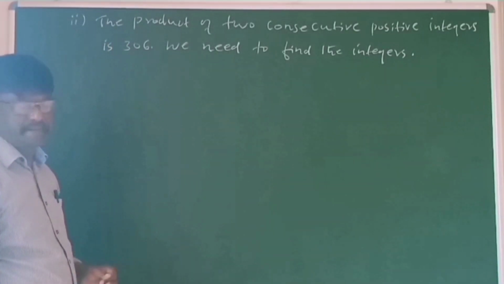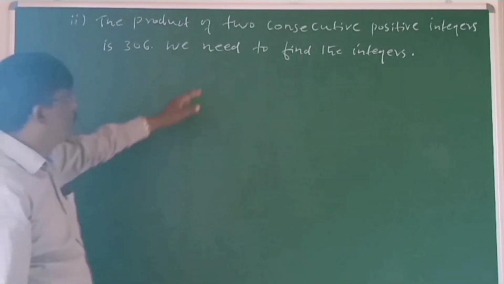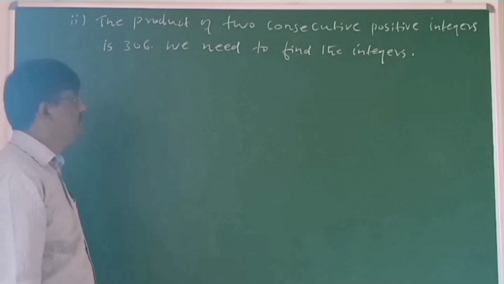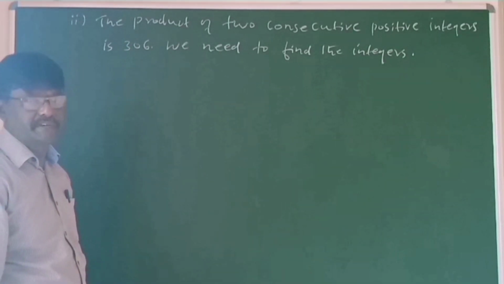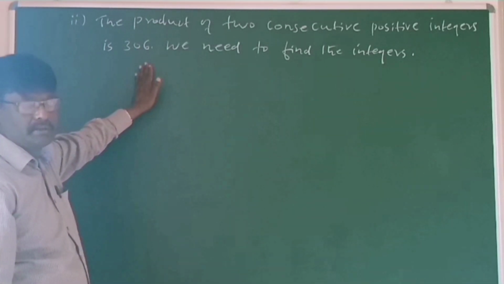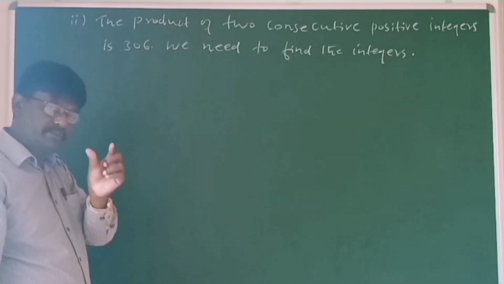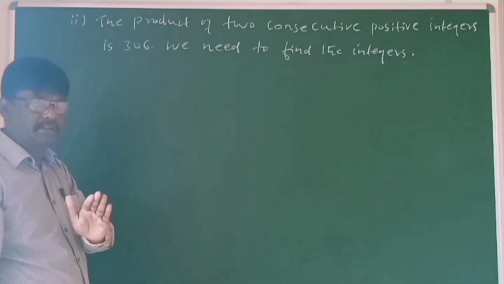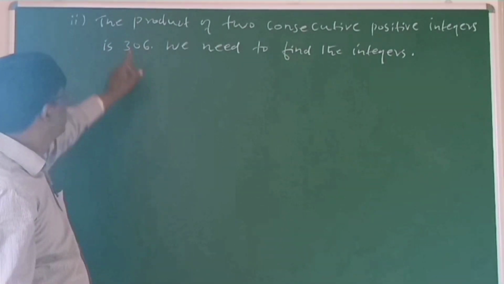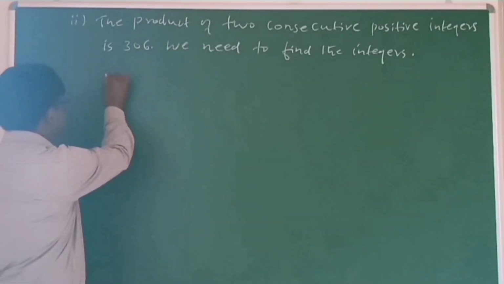We shall take one more example or the situation. The product of two consecutive positive integers is 306. We need to find the integers. Means here we have to represent this situation in the form of equation. Okay, by using that equation we can get, but here just we are asked to represent only in the form of equation. The product of two consecutive positive integers.